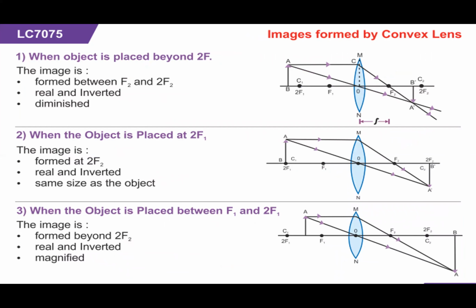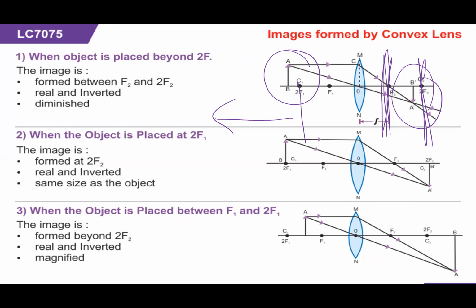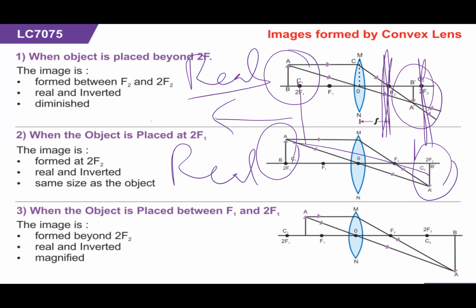If the object is beyond 2F, its image will be formed between the focal point and the center of curvature. The image size will be smaller as compared to the size of the object. If the object is placed at 2F, its image will be formed at 2F and the size will be the same. The image will be real in both cases.